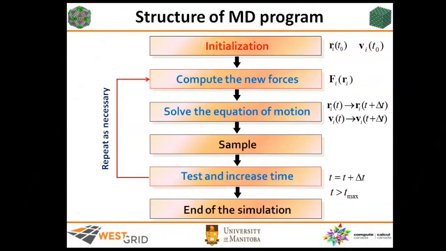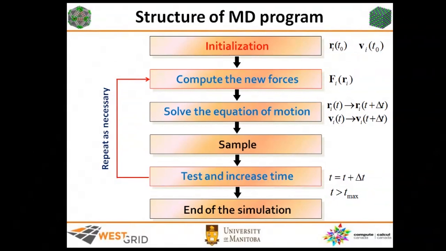The second part, which is in the middle, is the main code of MD. You start by computing the new forces. Once you have the forces, you use an algorithm to solve the equation of motion. It means that from forces you compute acceleration, and from the acceleration you compute the velocity, and from the velocity you have the positions.